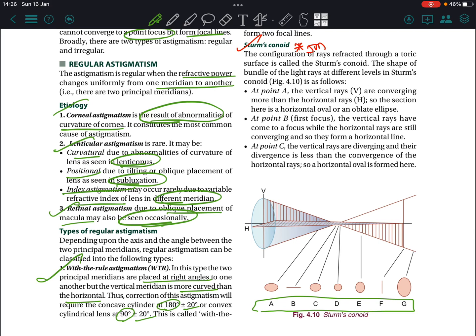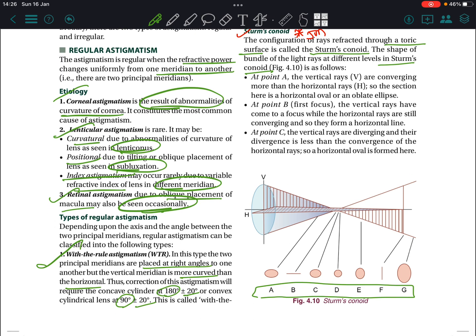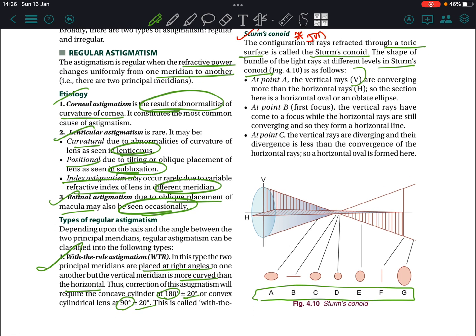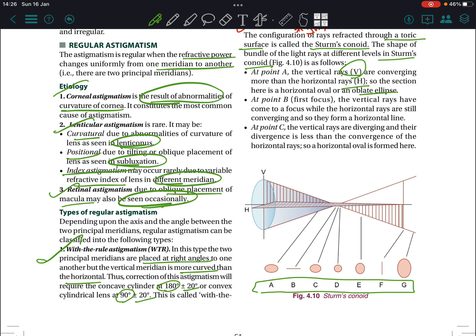At point A, the configuration of rays refracted through a toric surface is called Sturm's conoid. The shape of the bundle of light rays at different levels of Sturm's conoid is as follows. At point A, the vertical V rays are converging more than the horizontal H rays, so the section is a horizontal oval or oblate ellipse. At point B, vertical rays have come to focus while the horizontal rays are still converging, so they form a horizontal line.